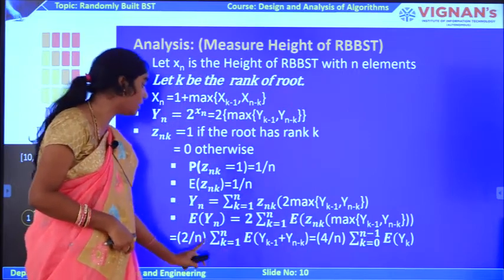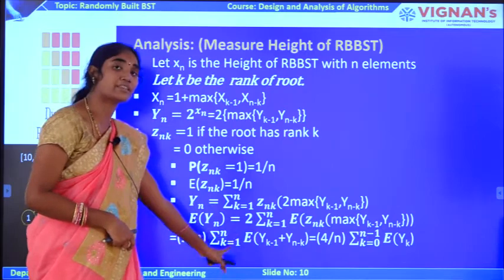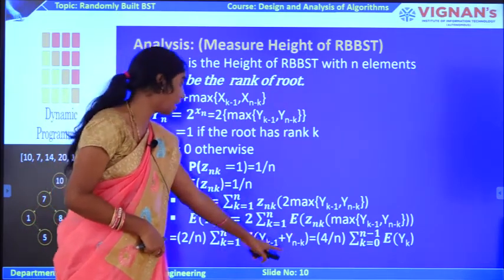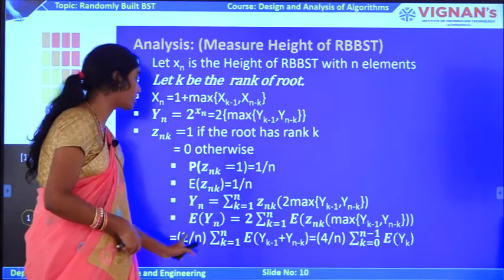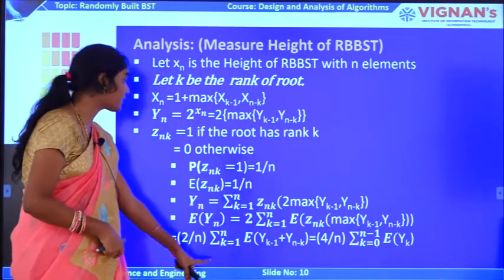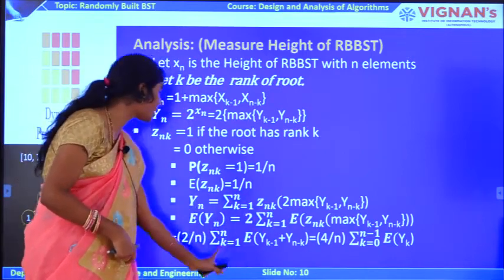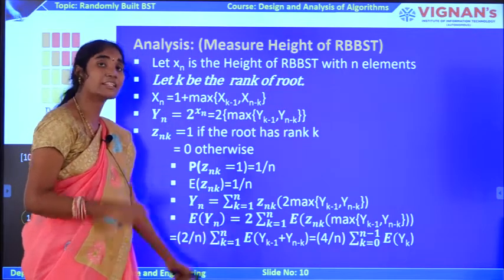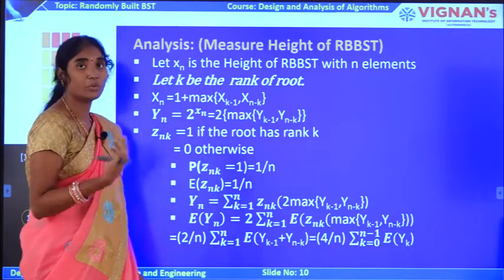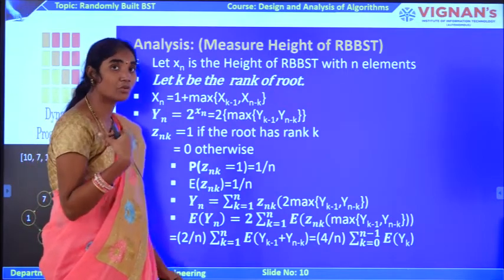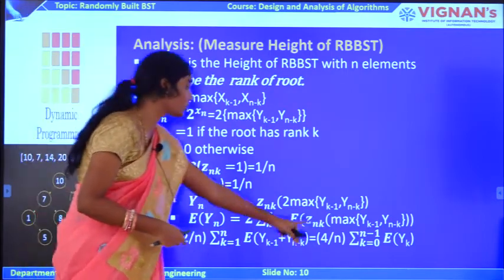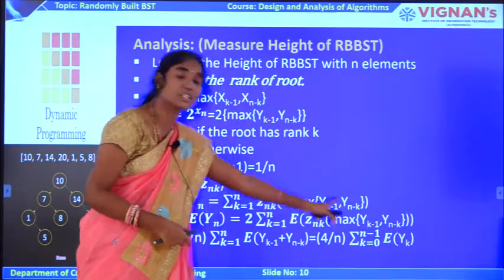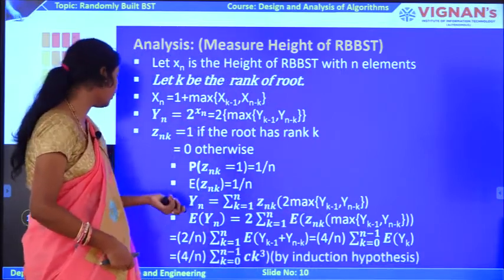I will be getting 2 by n, and finally the summation of i equal to 1 to n of E of y_{k-1} plus y_{n-k}, which is equal to 4 by n. Why is it 4 by n? Again, here I was taking k from 1 to n previously, now I am including 0 to n minus 1. That is, I am taking out the root now. So if I take the root, it will be 2 into 2 by n, which is equal to 4 by n. So 4 by n into the summation of k equal to 0 to n minus 1 of E of yk.